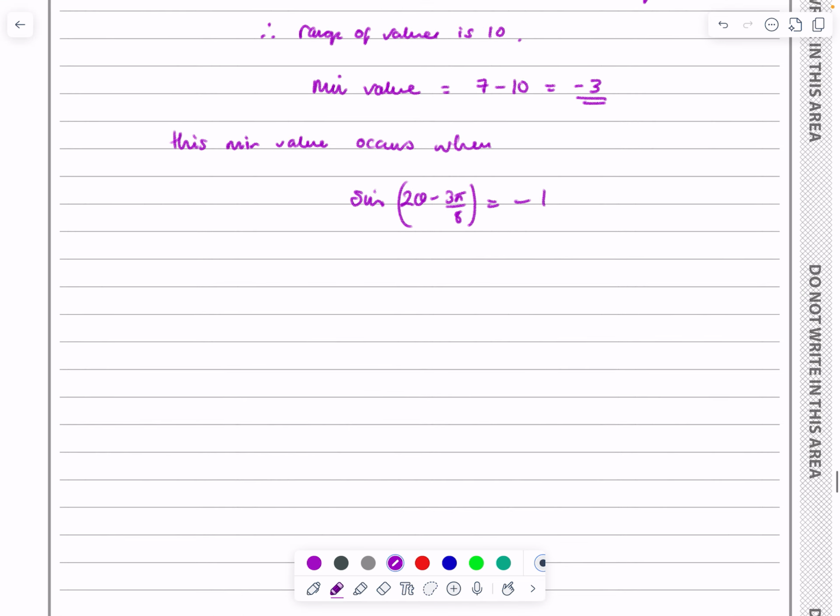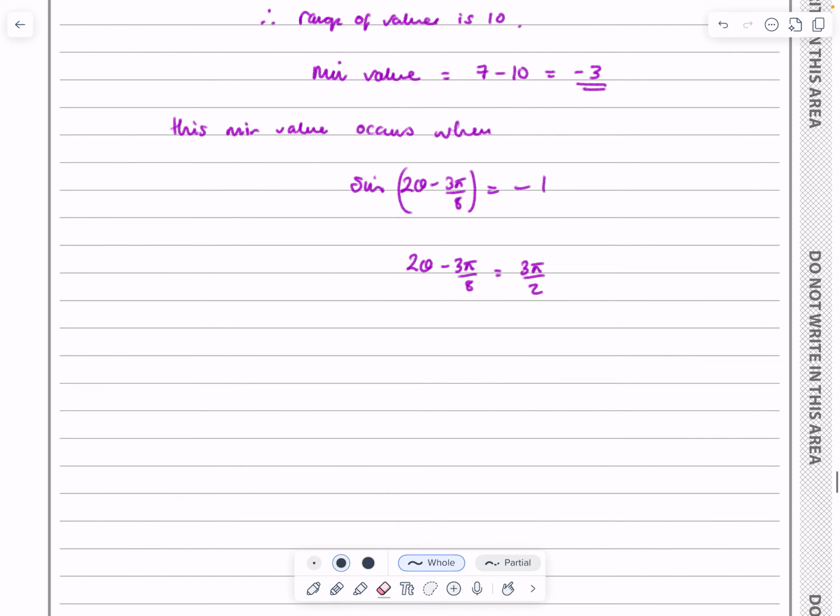Well, when is sine equal to minus 1? I seem to be drawing the sine graph out a lot here, but there's my sine graph. When is it equal to minus 1 down there? Not at 0, not at pi over 2, not at pi, but at 3 pi over 2. So 2 theta minus 3 pi over 8 will equal 3 pi over 2 here. So rearranging that, theta works out to be equal to, I think, 15 pi over 16.